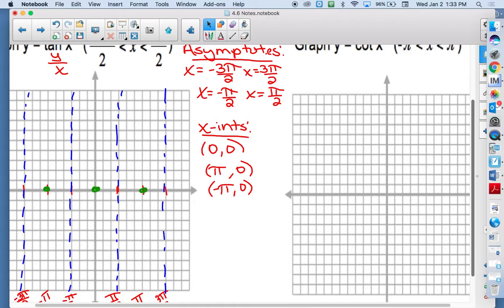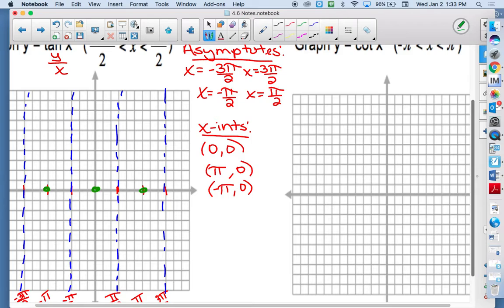Anyone know what the ordered pair of pi over 4 is? Chelsea? It'd be 1. Yeah, it'd be 1. Because for pi over 4, our ordered pair is square root of 2 over 2, square root of 2 over 2. So that's a really nice angle to use when you're talking about tangent, because when you take y divided by x, you get the value of 1.